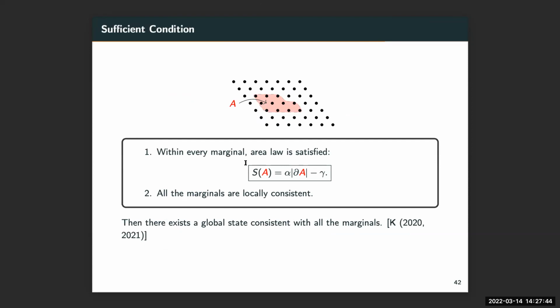Okay, so what you can show is that imagine you cover your entire system into small overlapping patches, and what you demand is that within each patch, this is satisfied. Checking this assumption is kind of complicated, I admit that, but you're considering a finite patch. So in principle, there's a finite number of conditions that you need to verify. And the second condition is that when you have two density matrices on two patches that overlap with each other, on the overlapping region, they should be consistent. So that's what I mean by locally consistent.